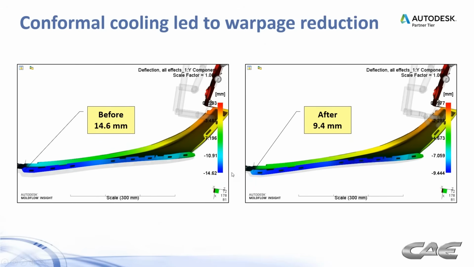So that change to the mold design produced less warpage. You see beforehand we were predicting some 14.6 millimeters, and afterwards 9.4. So there was still some of that warpage there. It wasn't all due to cooling, but just by eliminating that cooling factor, we were able to reduce the warpage by over 5 millimeters.